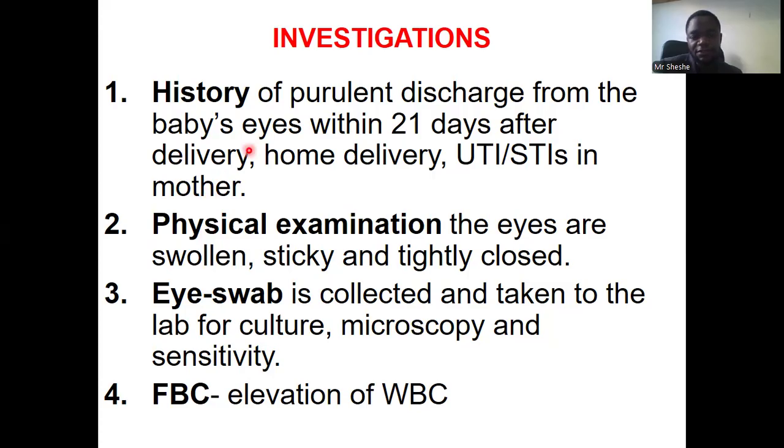So history, of course, you get from the mother. They'll tell you this child is having red eyes, and now there's pus every time in the morning. We have a bit of some mucus, but that is not pus.